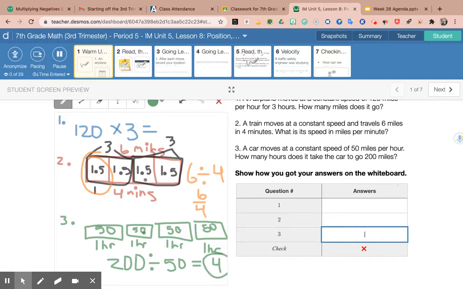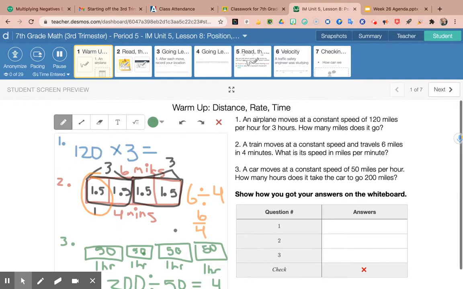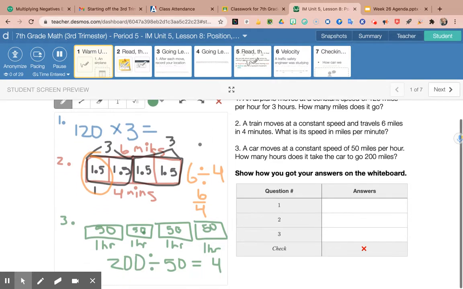All right, and I showed my work on this side. Your work doesn't have to look like mine. You could have done it without pictures. All right, feel free to pause. Again, this won't turn green until you have all 3 of them correct. So make sure you have a green check mark here and then click next.